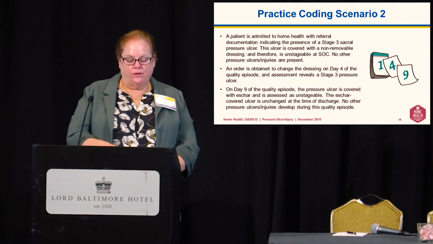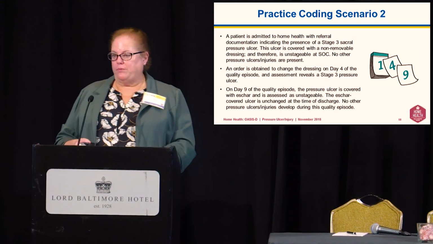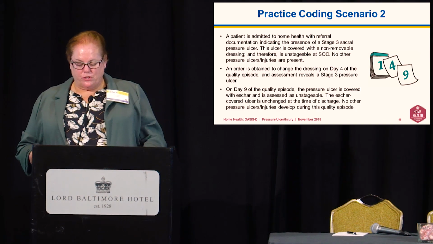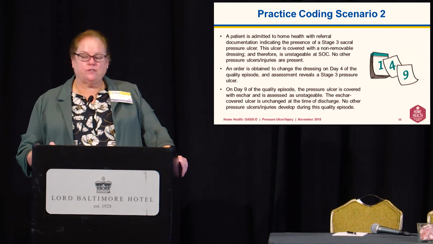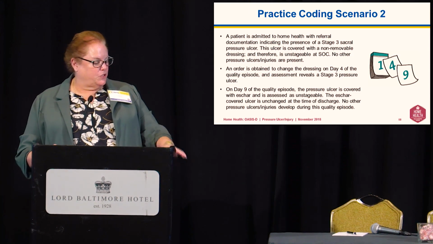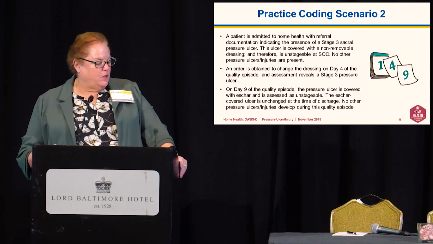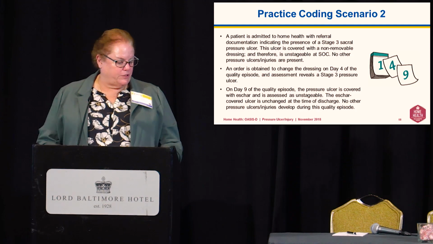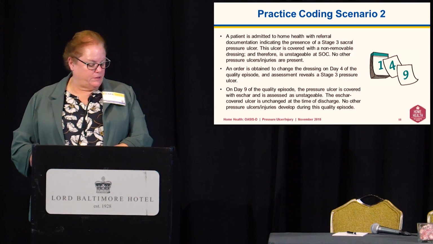All right, practice scenario 2. So if you just flip your paper, you have the next scenario. So we're going to go through these pretty quickly. A patient is admitted to home with referral documentation indicating the presence of a stage 3 sacral pressure ulcer. So on the admission paperwork or discharge paperwork from the previous setting saying they have a stage 3 ulcer. This ulcer is covered with a non-removable dressing and therefore is unstageable at start of care. There are no other pressure ulcers or injuries at present.